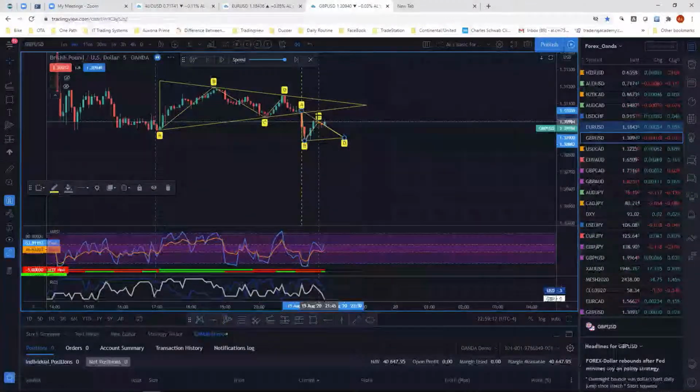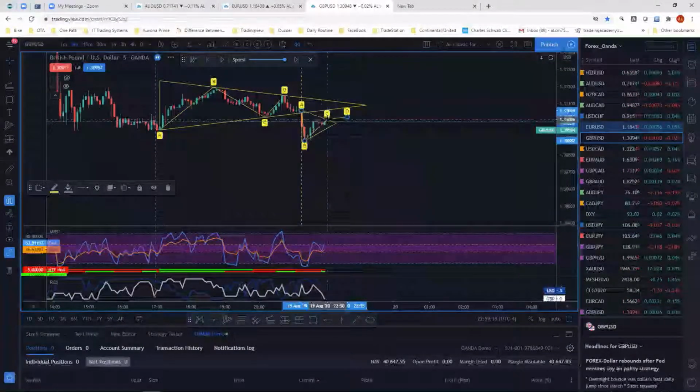So here's the top. Actually, I'm going to take this one over here. I'm going to bring this one down. I like this one a little bit better.